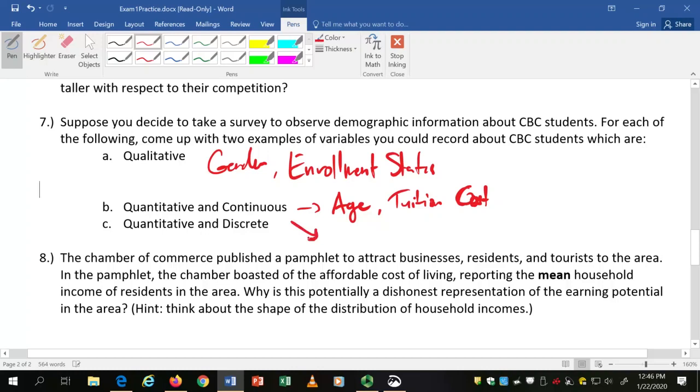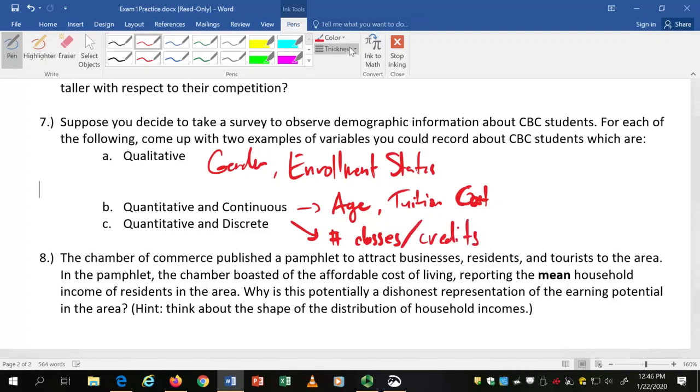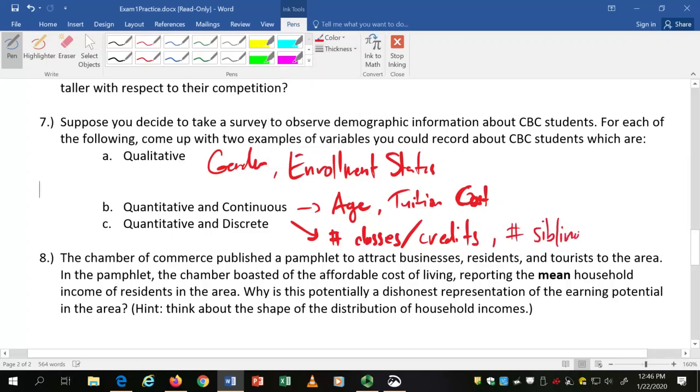Discrete, though, those are things you can only have whole number values of. So that'd be like what? Credits per class. Yeah, you could say number of classes or credits that they're enrolled in. Classes, credits, that would be a great example of discrete. What else? Could be number of siblings. That would be discrete, things like that. Yeah?